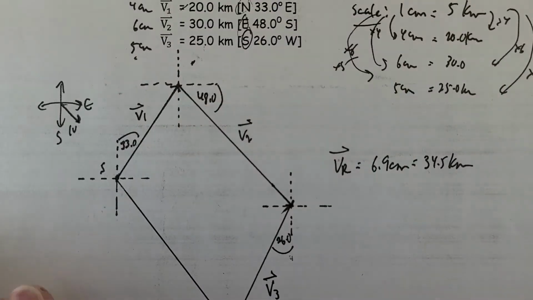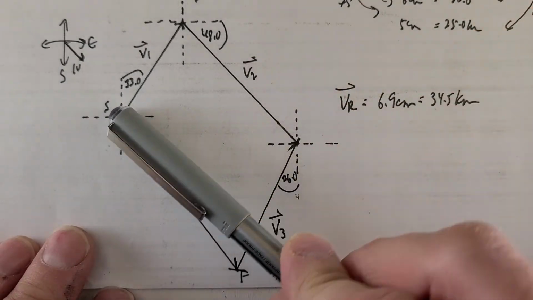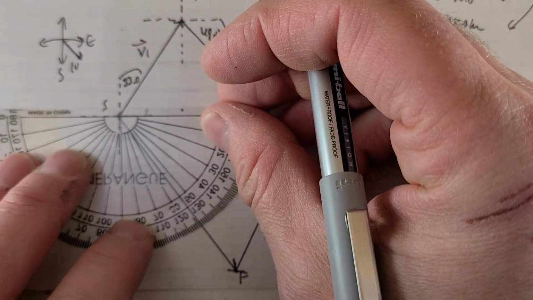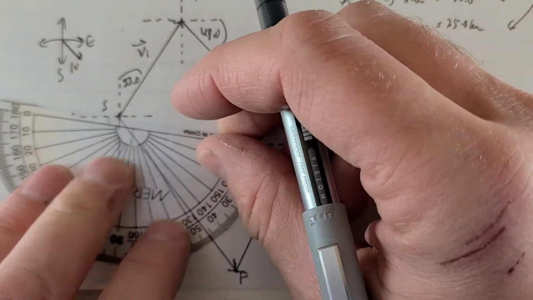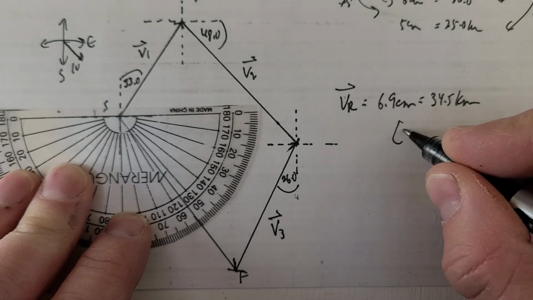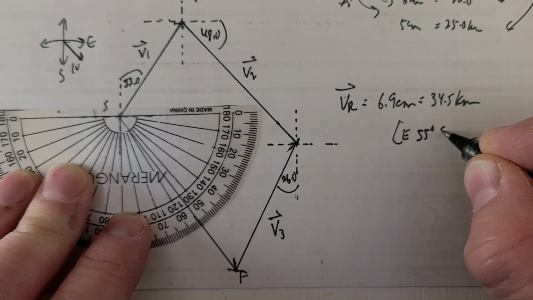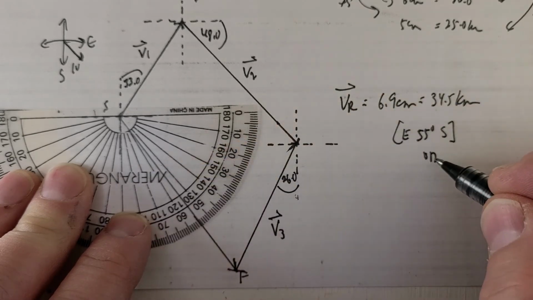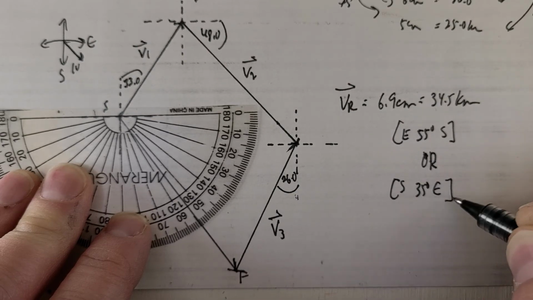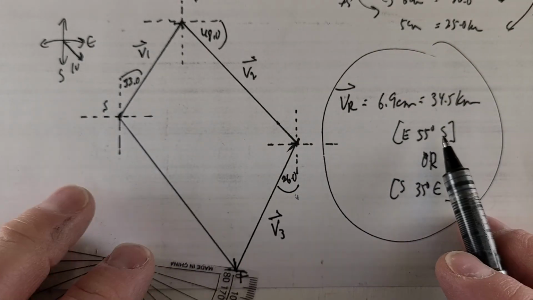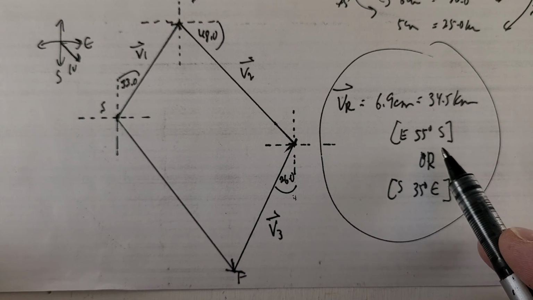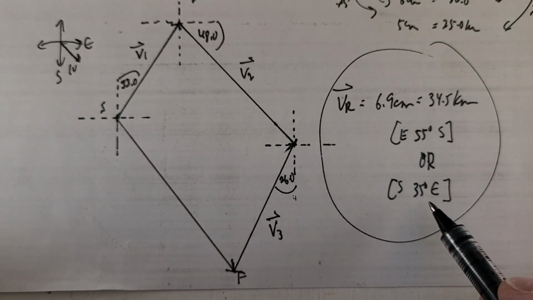So I'm going to be talking about east and south. So either start east and move south, or south and move east. It doesn't matter. So if I started east and move south, let's get it the right way here. East and move south, it looks like 55. So east, 55 degrees south, or take that away from 90, and it works out to south 35 degrees east. So I can say either one. I don't have to put both directions, just one of them. So 34.5 kilometers, east 55 degrees south, or south 35 degrees east.